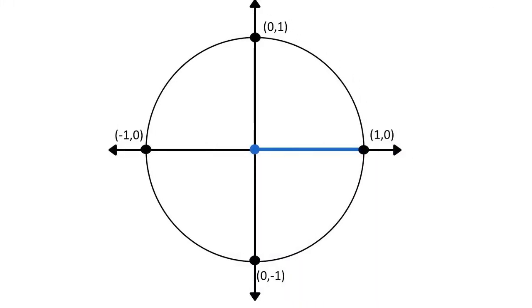This is the unit circle. The unit circle is a circle that has a radius of 1 and has its center on the origin. It's called the unit circle because the radius is 1 unit. Doesn't seem like a big deal, but we can do a lot of things with this unit circle.